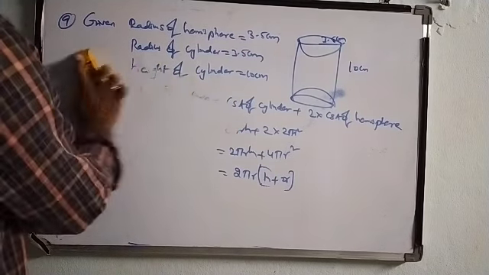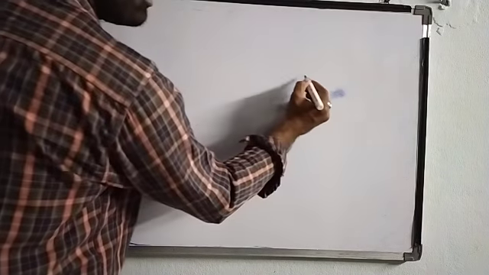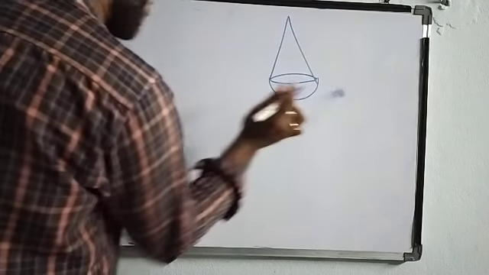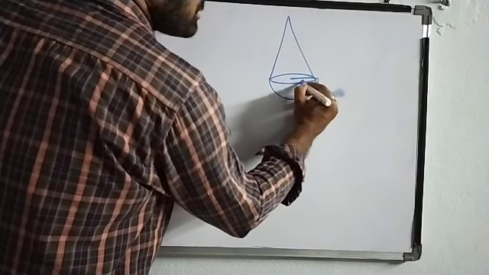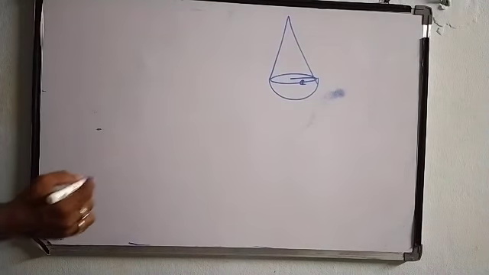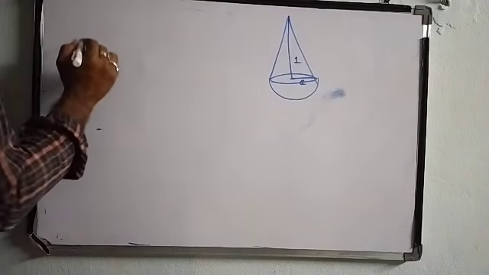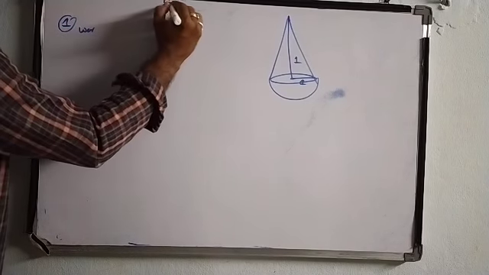exercise 13.1. Now in exercise 13.2, first question we will see. This question is clearly saying that a solid is in the shape of a cone standing on a hemisphere, with both the radii being equal to 1 centimeter. So radius of both will be 1 centimeter and height of the cone is equal to radius, so height of the cone is 1 centimeter. He is asking to find the volume of the solid.